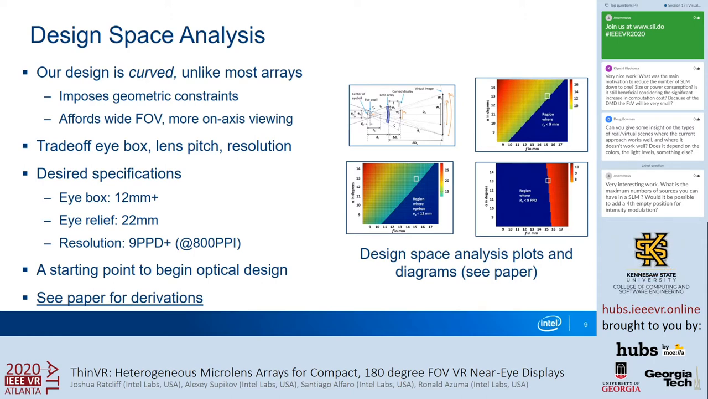We performed a full geometric analysis of a cylindrically curved array system using a thick lens model. This revealed a number of interesting trade-offs between the size of the eye box, the pitch of the lenslets, and effective spatial resolution. Thus, we set out to target a design with a 12mm eye box, enough to fit a human eye, and an eye relief of 22mm, along with a spatial resolution targeted around 9 pixels per degree, assuming one of the more recent cell phone displays. This analysis serves as a starting point to begin the optical design process.